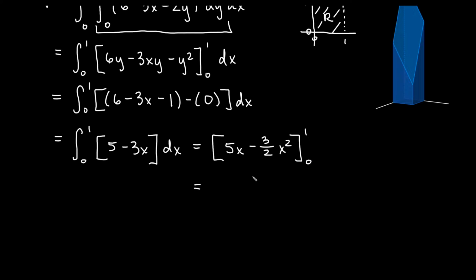Let's plug in those bounds. If we plug in 1, we'll get 5 minus 3 halves. And plugging in 0 for x, we'll get 0 and 0 here, so minus 0 there. And 5 minus 3 halves, 10 halves minus 3 halves, is going to give us 7 halves. 7 over 2 will be the volume of my solid object here.